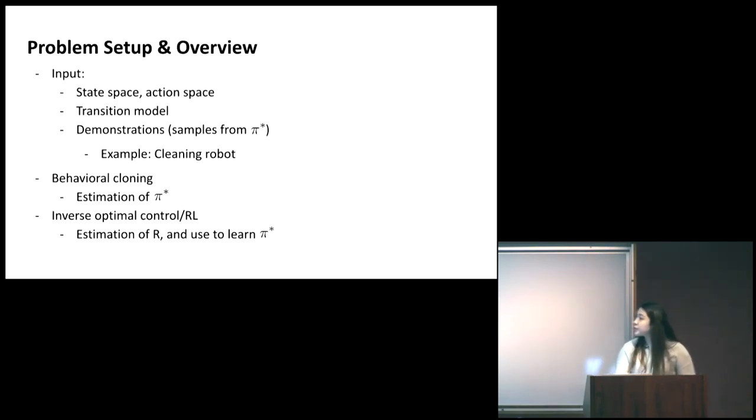Okay, so to set up the problem, what we're given is our state and action space and transition model of the MDP that we're acting in. But we may or may not have access to the transition model. Then we are also given demonstrations, which are samples from some expert policy pi star, as opposed to the usual setup that we've been operating under since the beginning of the semester.